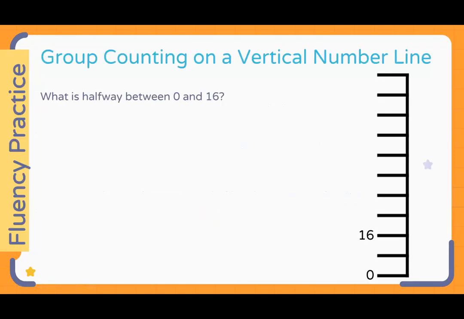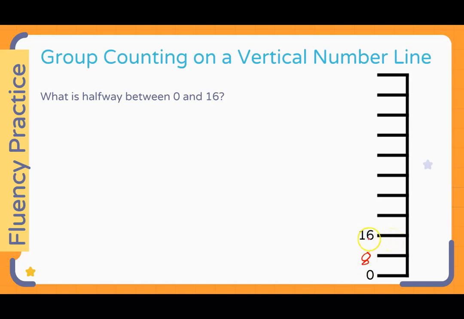So get your journal out. I want you to draw this, and then I want you to label it. We'll do the first one together. You can pause it if you need to. I'm just going to keep going. I've got 0 and then I have 16, but they want to know what's halfway between 0 and 16. Well, 8. So now we know we're counting by 8s.